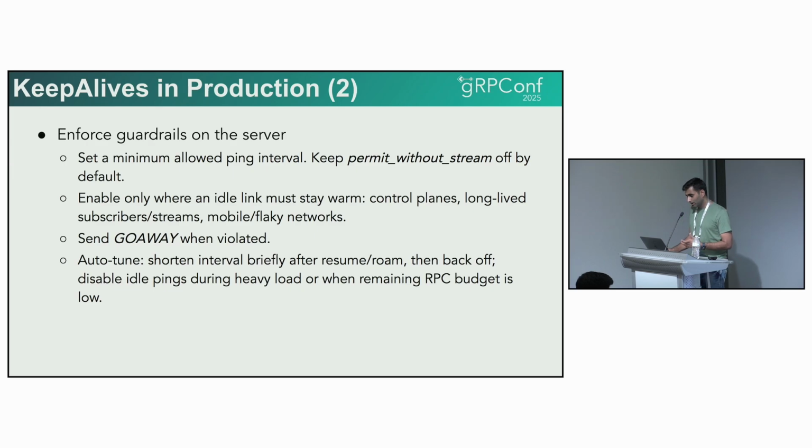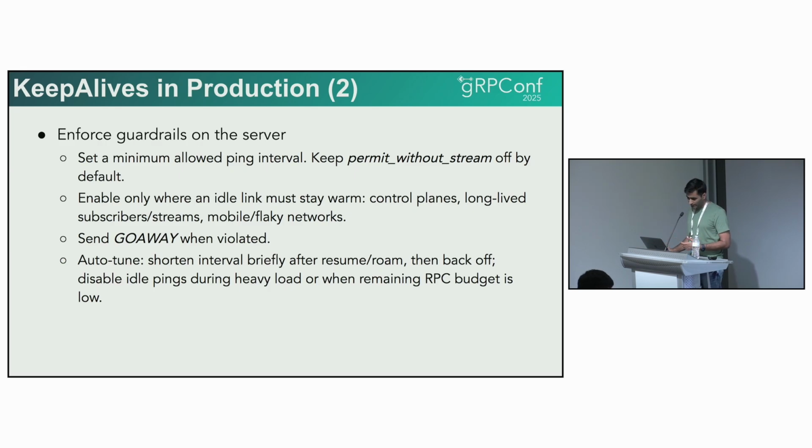Yeah, and some more guardrails about keepalives. On the server side, we should not accept just any keepalive behavior. We should enforce guardrails. The first one is the minimum ping interval. If a client tries to ping too frequently, that is considered either a misconfiguration or abuse, so we should not allow it. Also there is the permit without stream setting that we should keep off by default. It means clients should not send keepalives on a completely idle connection.